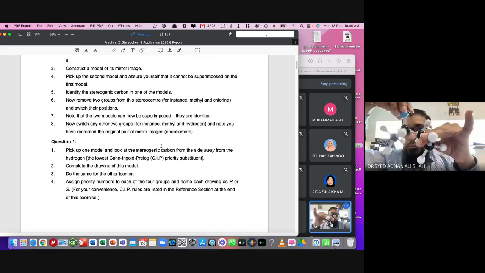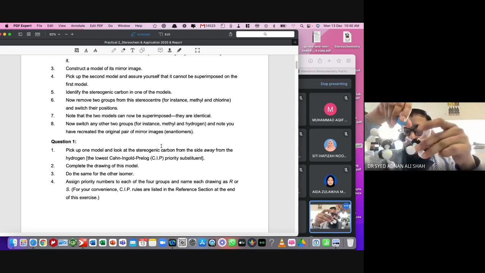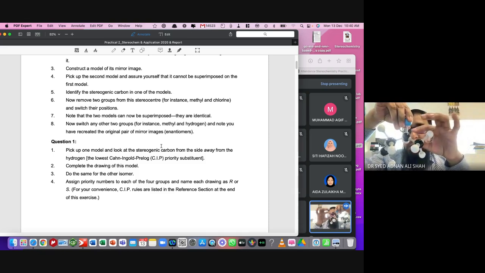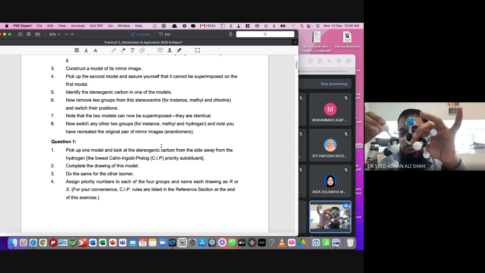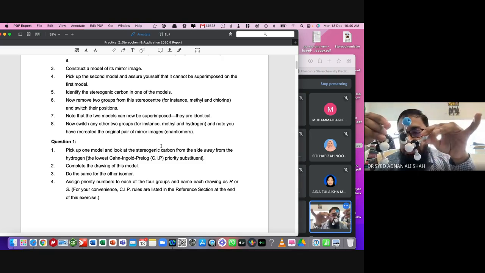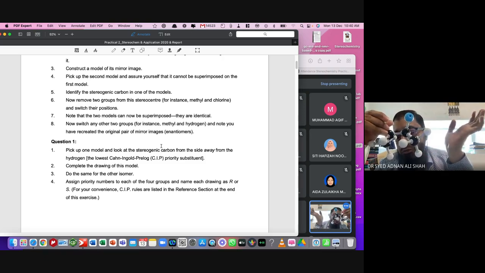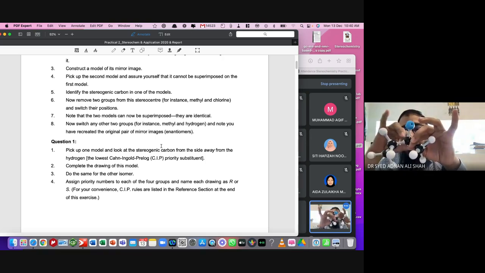So I hold the chloride, and then I move this one back. Hydrogen is at the back. What will be in the front? This one is the chloride, this one is CH2, CH3, and this one is CH3. And hydrogen has the lowest priority, the atom with the low atomic number, low atomic weight, right?